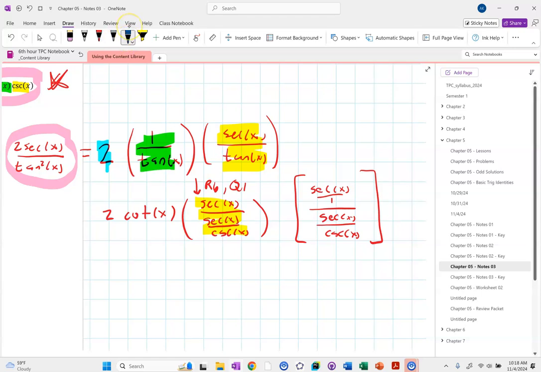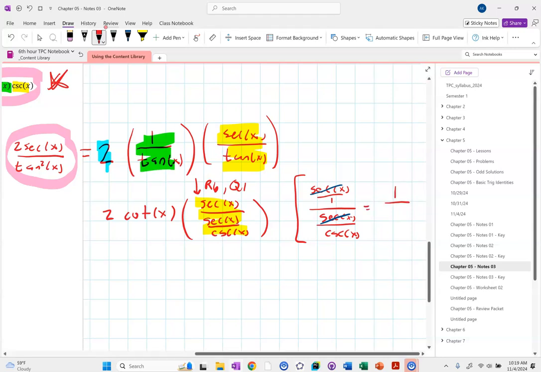What can I reduce now? What's the same in the fraction on top as the fraction on bottom? The numerators, right? The secant is in the numerator of both of them. They're identical. They can just reduce out. So what I'm left with then is like 1 over cosecant.